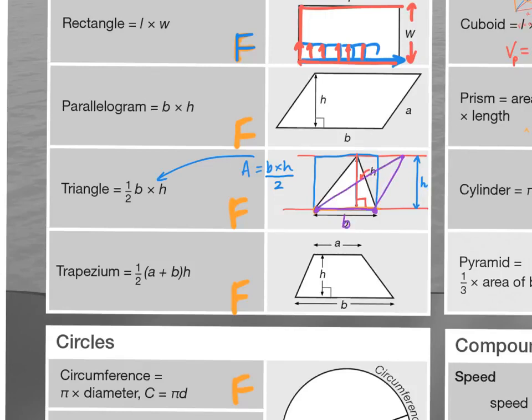Well, B is the same, H is still the same, because it's still trapped between those parallel lines. So believe it or not, the area of that purple triangle is the same as the original white one. It's just base times height halved. Okay, so it's this perpendicular height that's really, really important. So let's have a look at the area of a trapezium now.